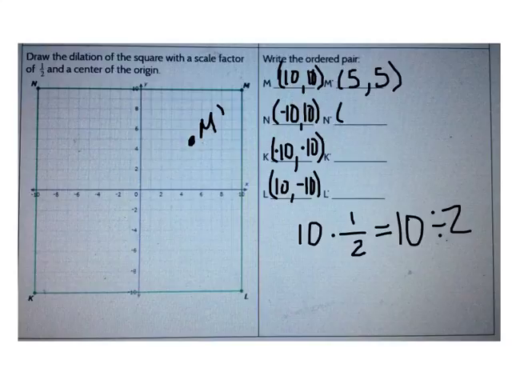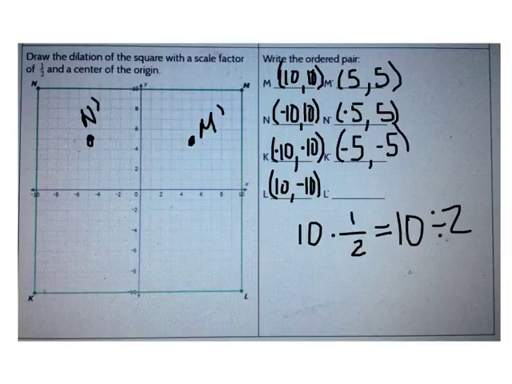What would be the new ordered pair for N prime? Well, negative 10 times 1/2 is negative 5. 10 times 1/2 is 5. So N prime would be at negative 5, 5. What would be the new ordered pair for K prime? Well, negative 10 times 1/2 is negative 5. Negative 10 times 1/2 is negative 5. So K prime could be graphed at negative 5, negative 5.